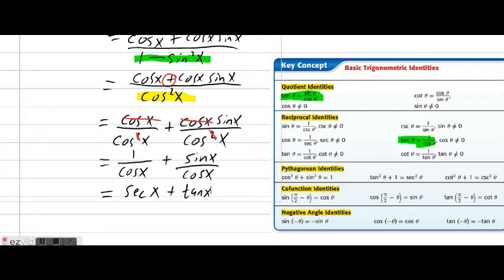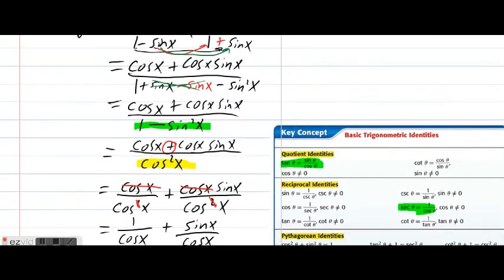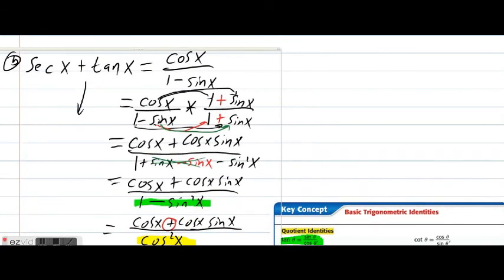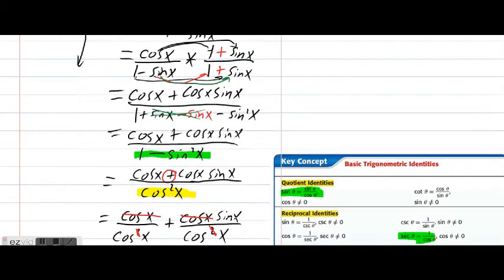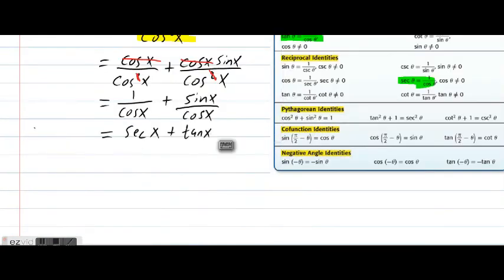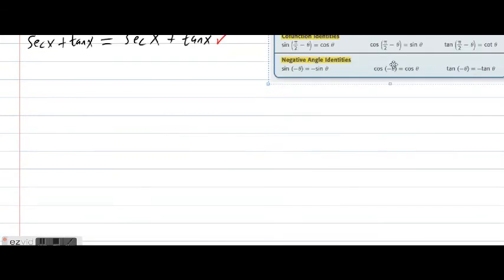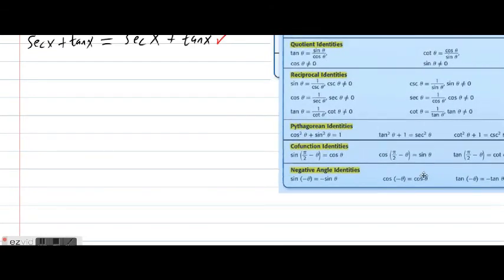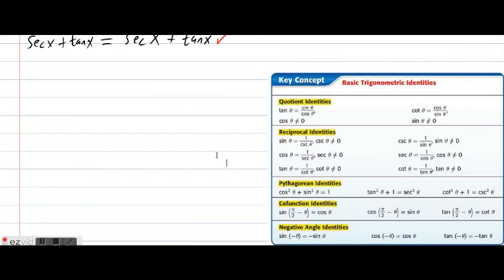Now if I scroll way back up here when we first started, what was this mess? Secant x plus tangent x. So that one checked out. Okay? Let me drag this here so you have something to look at, because now I'm going to give you guys a problem or two to try.